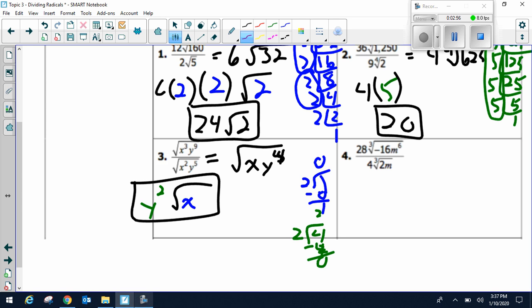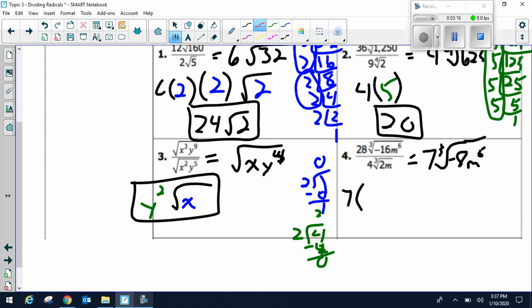It even works when you have all things working together. So 28 divided by 4, if you do that, gives you 7 cube root. Negative 16 divided by 2 gives you negative 8. M to the 6 divided by m gives you m to the 5th because you subtract their exponents. And then you can simplify it from there.